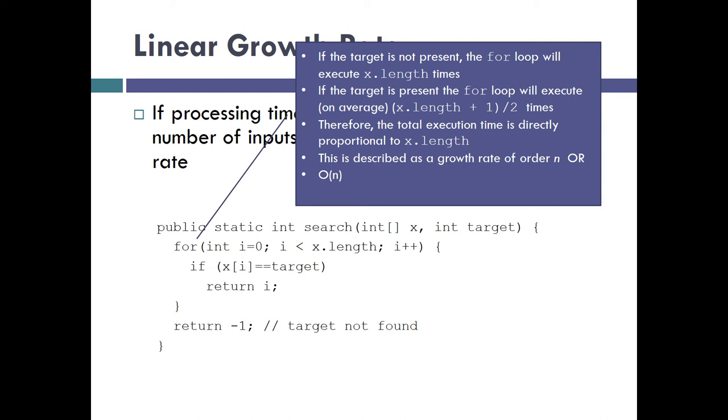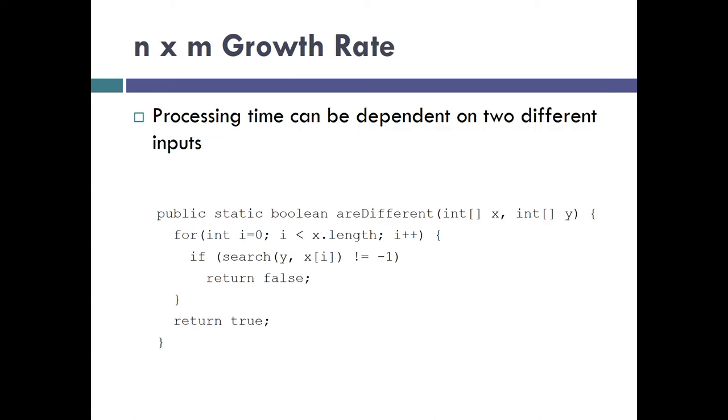If it's present, then it will probably be somewhere in the middle, right? On average, if we did this over a bunch of random numbers, hundreds of thousands of times, then sometimes it'd be in the front, sometimes in the back, and it would average out to being in the middle. But it would be at a linear rate, right? We'd have to go through basically every item. So we say this is O of n time, of order n time, an n growth rate.